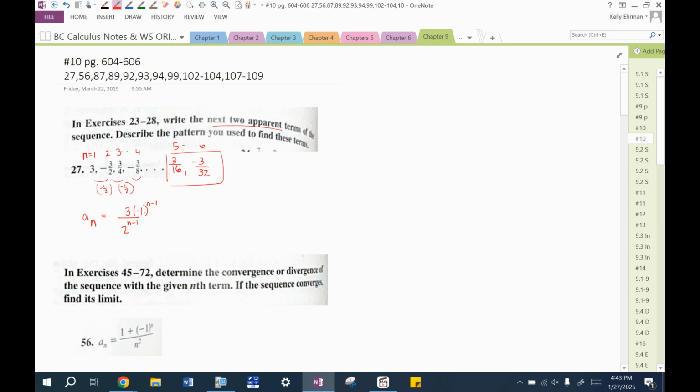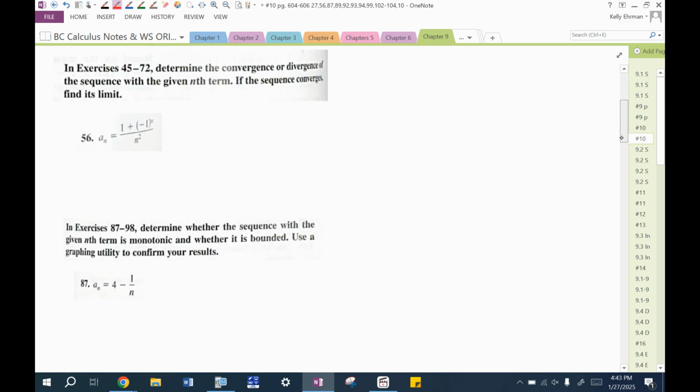And then I would clean this up. Like both of these are to the n minus 1 power. So we could really just say we have 3 times -1/2 to the n minus 1 power. And that would give you that pattern. So that's sort of our nth term, our pattern for this one.